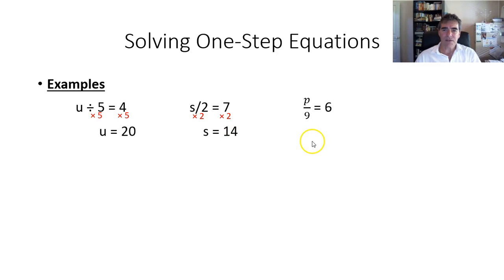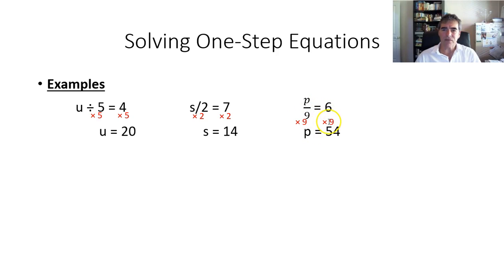And our last division question here, dividing by 9. So to have P by itself, I'm going to do the inverse. So I'm going to multiply both sides by 9. And when we do that, they disappear, and it just leaves me with the P.